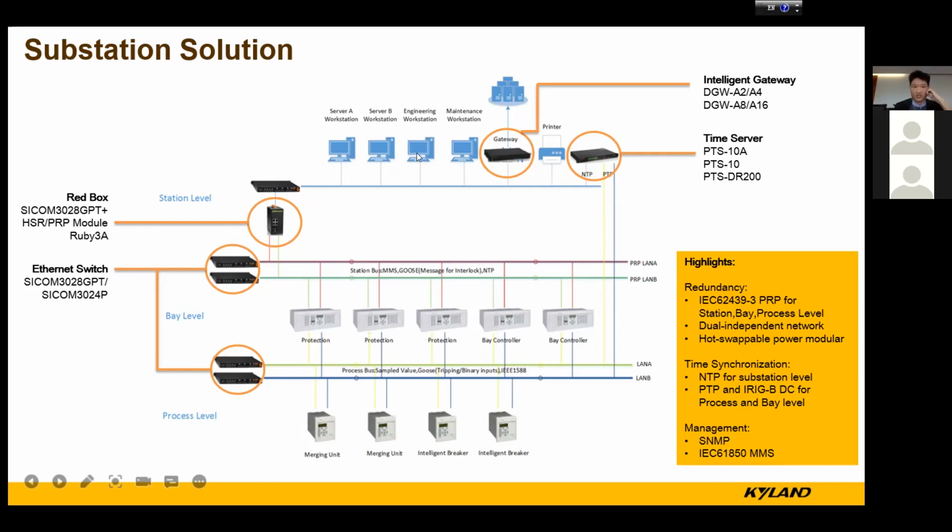So for the station level, we can just use NTP to synchronize workstations and the servers. But for the bay level and the process level, we should use PTP or IRIG-B to synchronize the devices. Our PTS time server can provide all kinds of solutions described above.